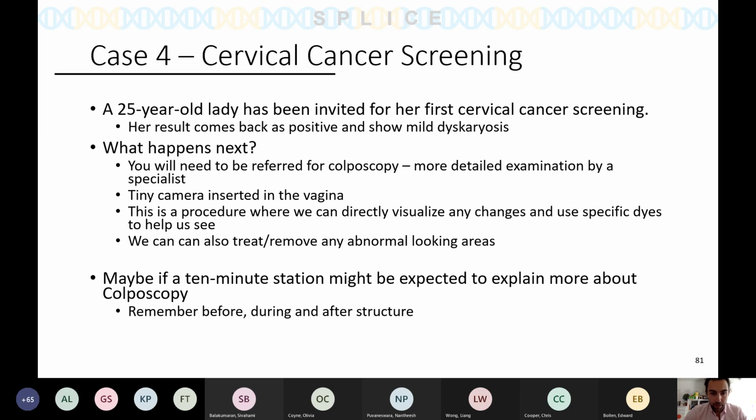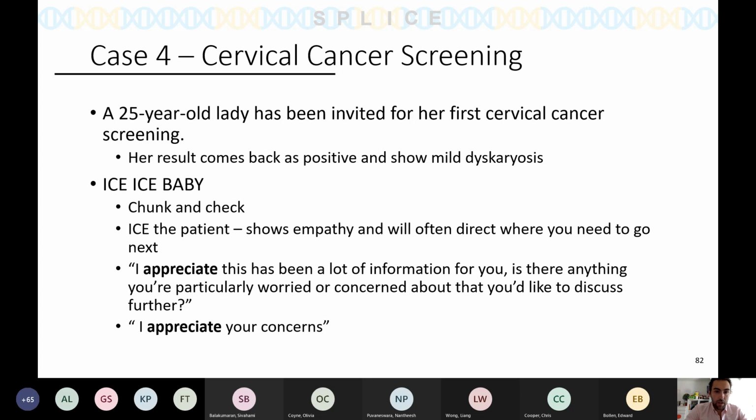You're referred for colposcopy. Basically, you have a more detailed examination by a specialist, with a tiny camera inserted into the vagina, and it allows us to directly visualize any changes, and we can use some dyes to help us see. And also they can treat and remove any abnormal looking areas. Yeah, I've literally just explained that. Maybe if it's a 10-minute station, you might get asked to explain a bit more. Cool.